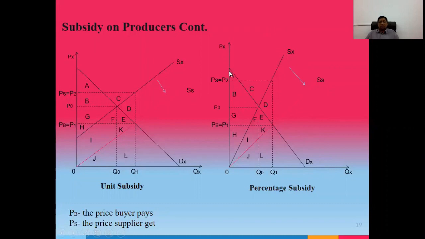Initial consumer surplus is given by the area of A plus B. Producer surplus is given by the area of G, H. After the government grants an ad valorem subsidy on producers, the supply curve rotates from Sx to Ss. Ss means the supply curve after subsidy, then the new equilibrium price is P1 and quantity is Q1.